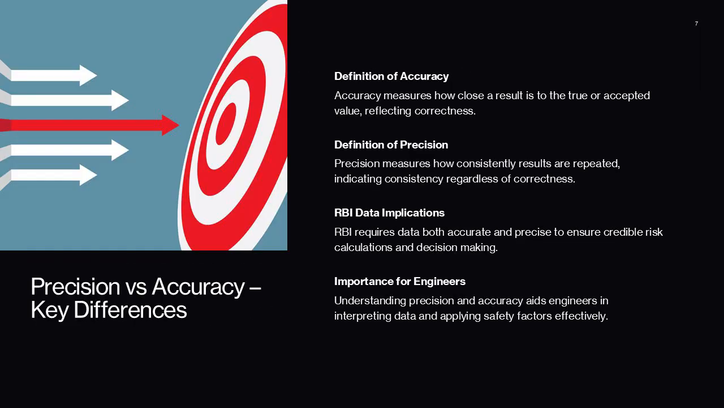The key difference between precision and accuracy lies in consistency versus correctness. Accuracy measures how close a result is to the true value, while precision measures how consistently that result can be repeated. In RBI applications, it is possible to have precise but inaccurate data, such as consistently underestimating wall thickness due to calibration bias. Conversely, data can be accurate on average but imprecise, showing large scatter that complicates trend analysis. API guidance implicitly addresses this distinction by emphasizing both data quality and uncertainty management.